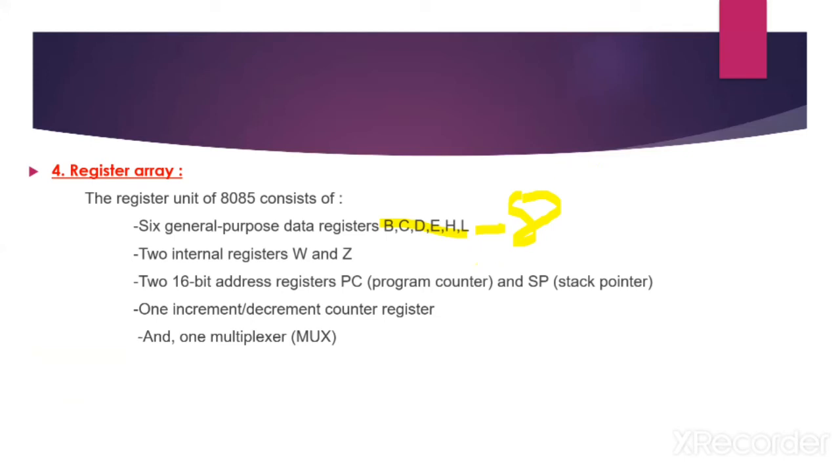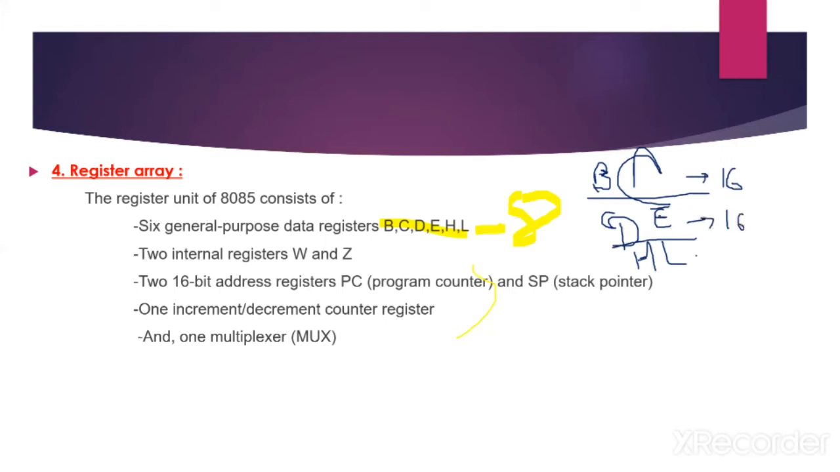If they are used separately, they are B, C, D, E, H, and L, each 8-bit. The BC pair is 16-bit. If separate, B and C are also 8-bit. The DE pair is 16-bit, and the HL pair is also 16-bit.